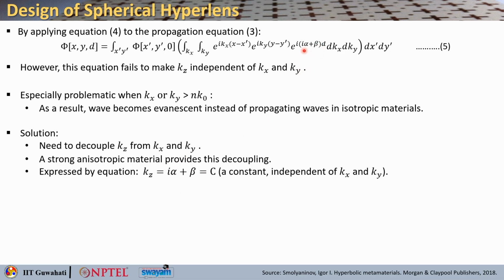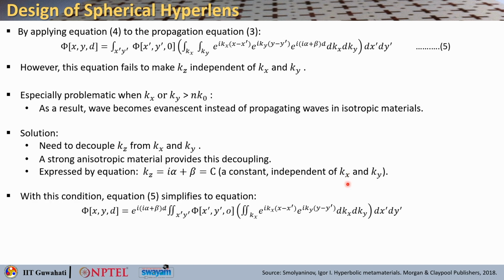Okay. If you write i alpha plus beta equals c, that is a constant, that means it is independent of kx and kz. In that case, you can write this equation as this. So, this equation can be written as phi xy d. The propagation along z is not going to alter your wave. So, e to the power i alpha plus beta d. And then you have a double integration over x prime y prime of phi, this is the initial value at z equals 0, and then you have integration over kx and ky. So, this is a constant, so it comes out.